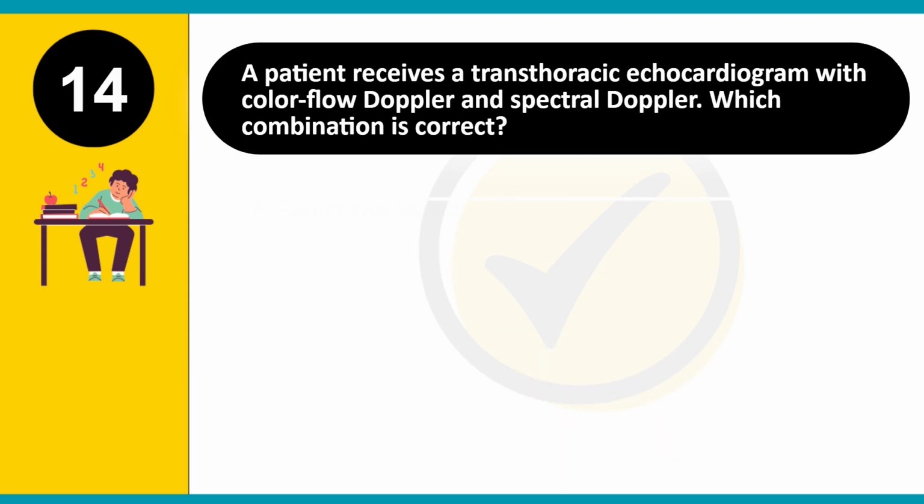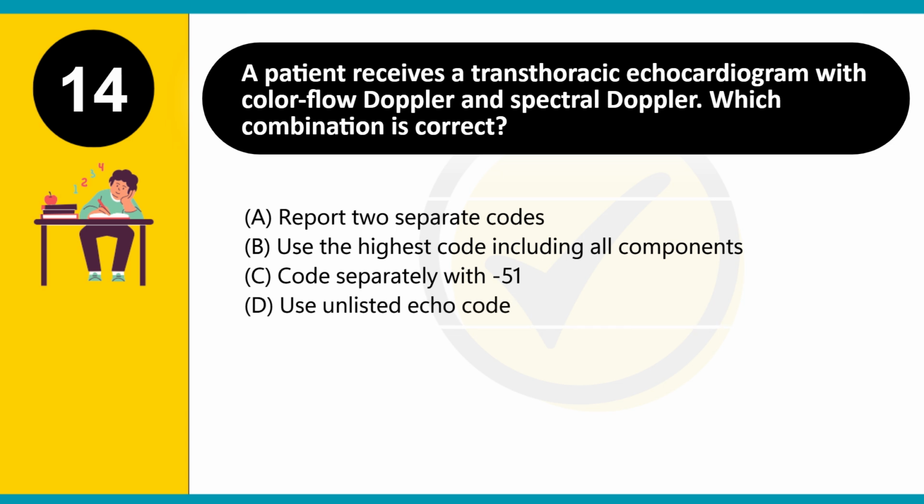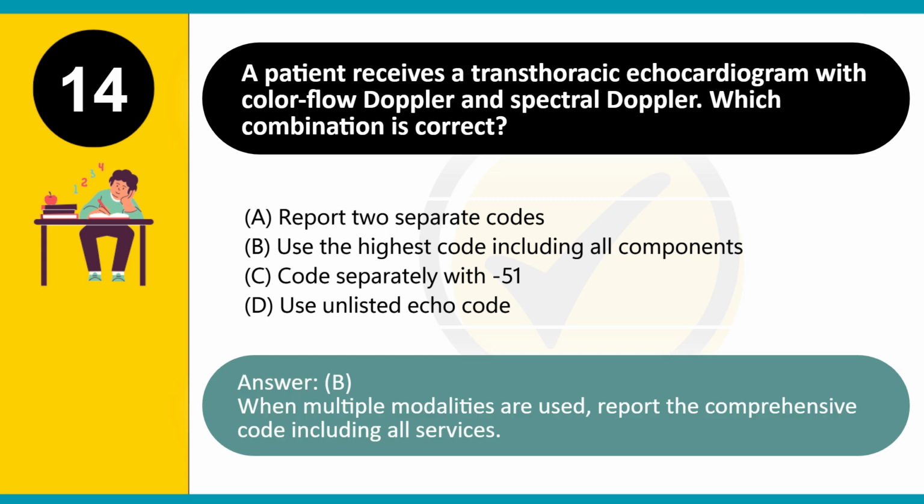A patient receives a transthoracic echocardiogram with color flow Doppler and spectral Doppler. Which combination is correct? A. Report two separate codes. B. Use the highest code including all components. C. Code separately with -51. D. Use unlisted echo code. Answer: B. When multiple modalities are used, report the comprehensive code including all services.